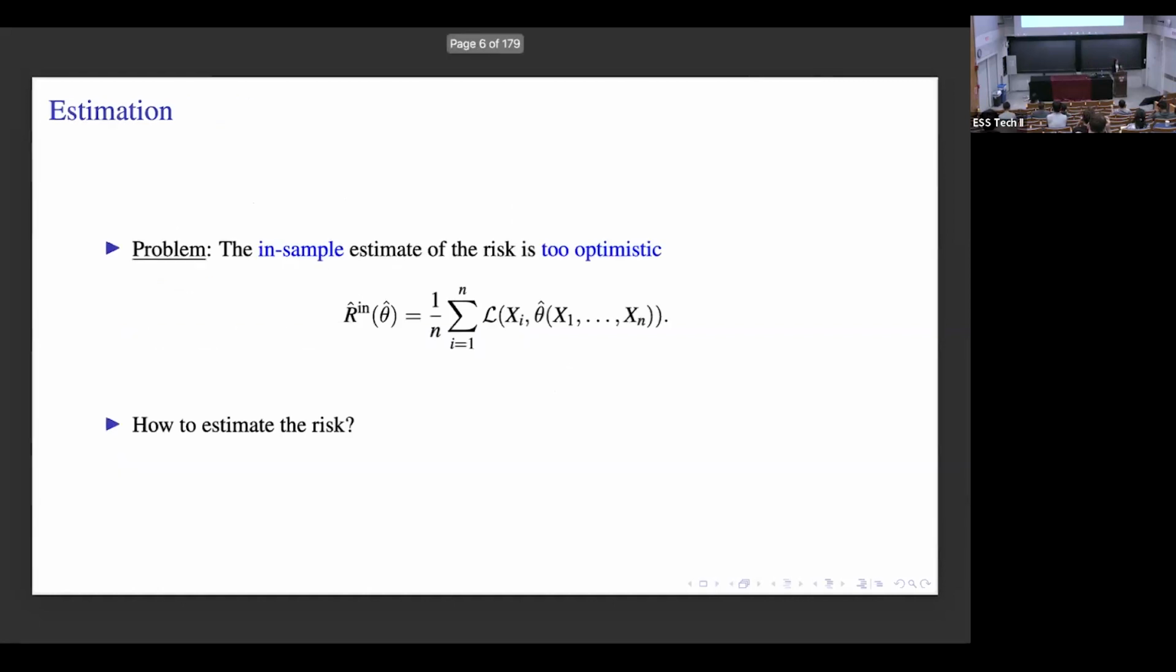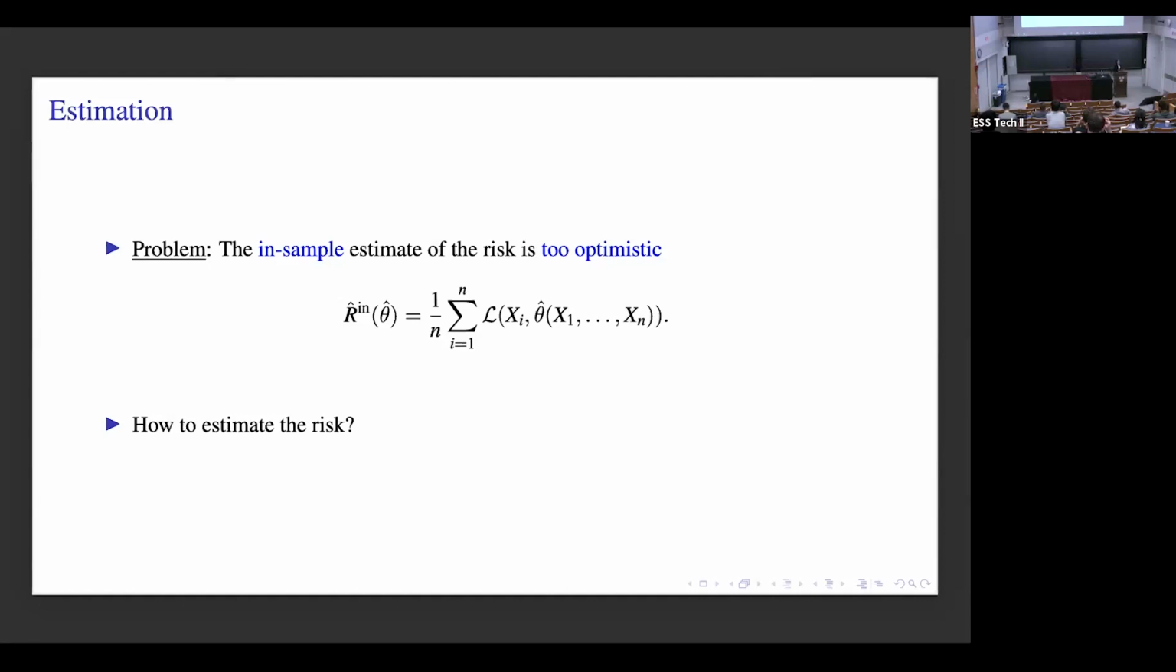Well, the first naive idea that we all had before we studied anything was to propose as an estimate of the risk the following estimator. We train our estimator, and then we look at the loss over our training data, and we take the average, and we call this the in-sample estimate of the risk. The problem with this natural idea is that it will tend to systematically underestimate the risk of your estimator. It will be systematically too optimistic. You will systematically underestimate the risk of your estimator.